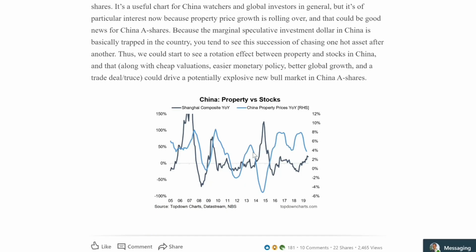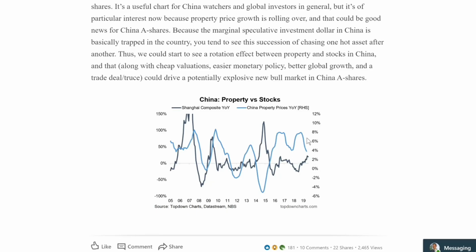Probably the most dramatic example of that was that big bubble or bull market in 2014-15. One reason that was so explosive was this sort of rotation effect out of property into stocks, because the property market rolled over there, and not only was it fleeing the bad returns there, it was chasing the hot returns in the A shares.